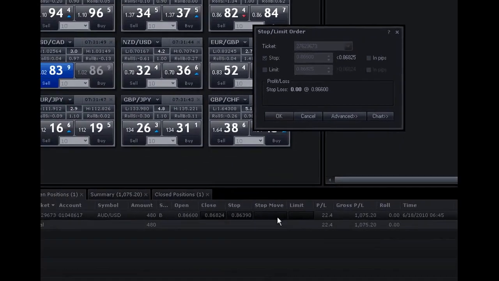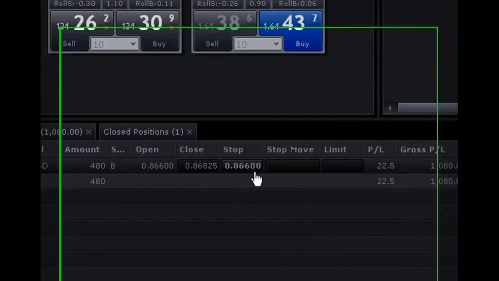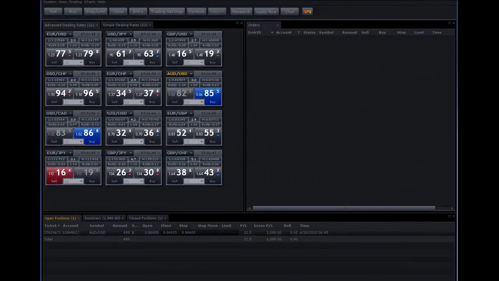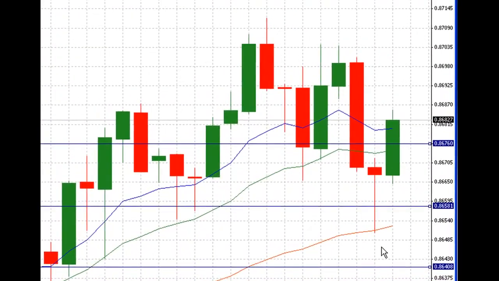And we click OK. So now our stop is at 0.8660 and our entry was at 0.8660. So if price reverses and comes back down to this point here, we are going to exit the market at this price. And that was also our entry price, so we would break even.